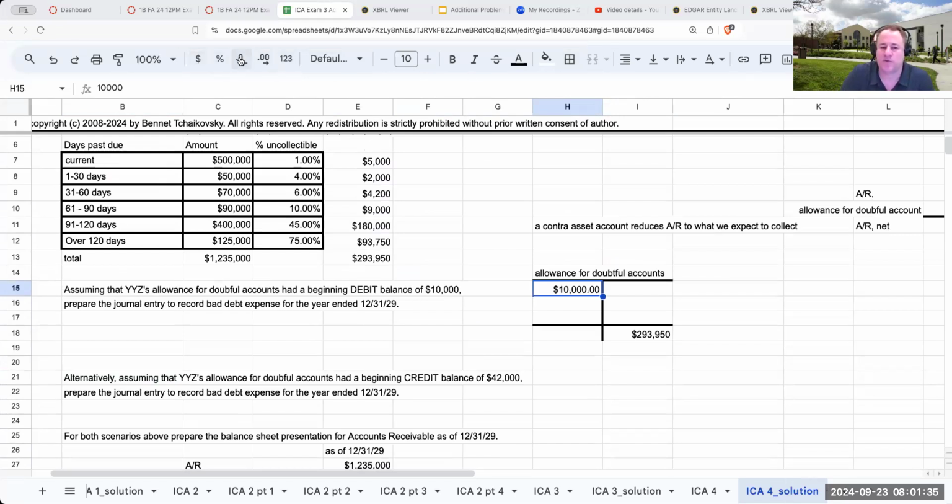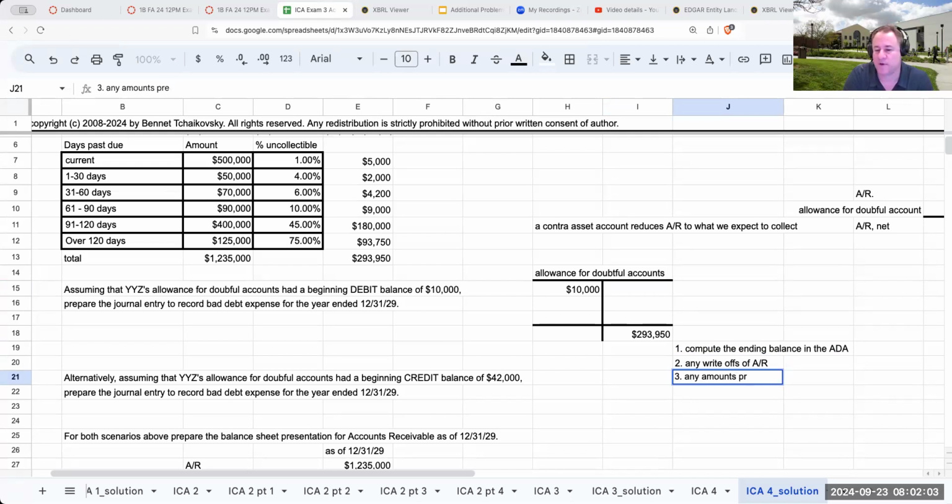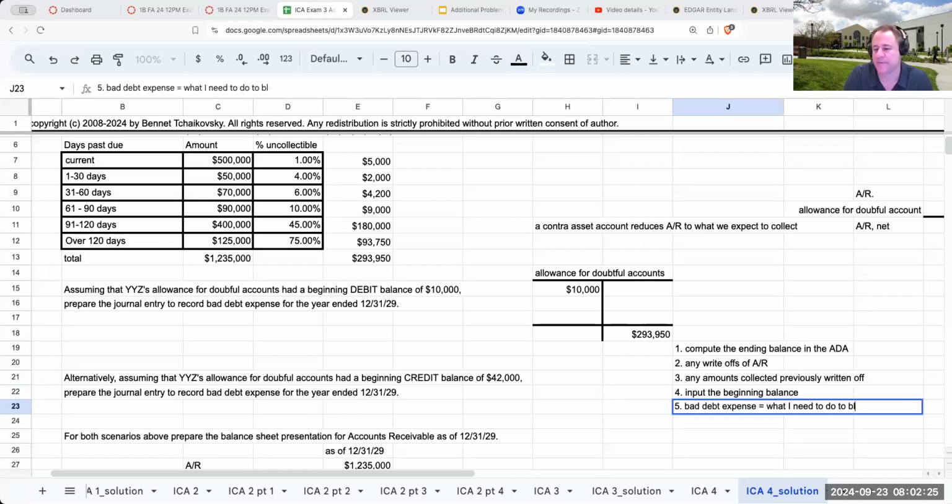When it comes to looking at these questions for bad debt expense, bad debt expense is always my final step. First, when I'm dealing with allowance questions, compute the ending balance in the allowance for doubtful accounts. Second, any write-offs of AR. Third, any amounts previously written off and then collected. Fourth, input the beginning balance. And last, bad debt expense, what I need to do to balance the T account.